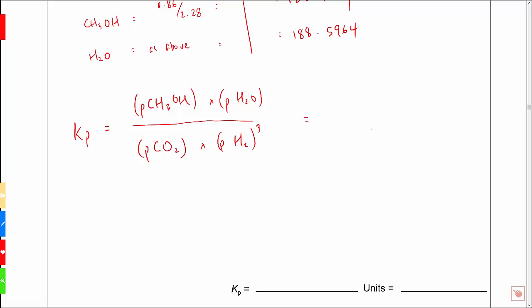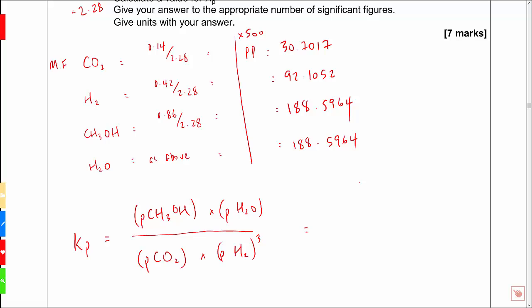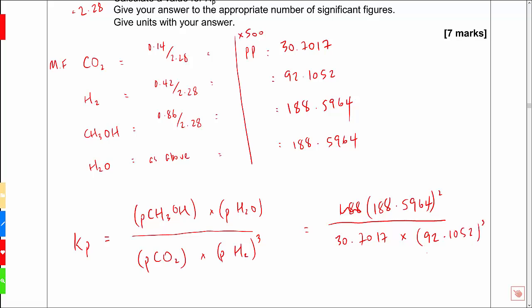So we have methanol times water. Essentially, we're going to substitute these numbers in. 188.5964, I'm going to do that squared because it's the same number times itself. PCO2 is going to be 30.7017 multiplied by 92.1052 cubed.